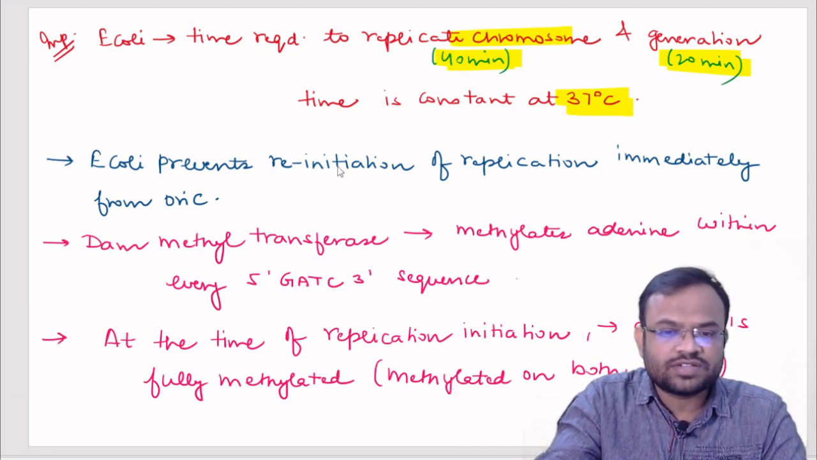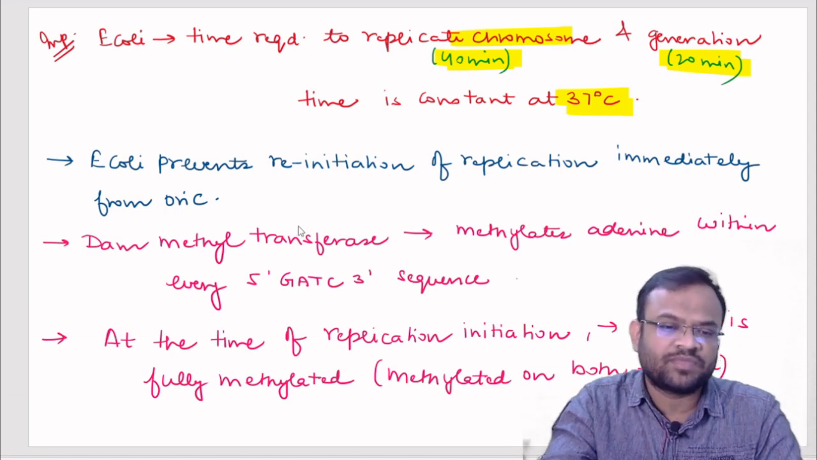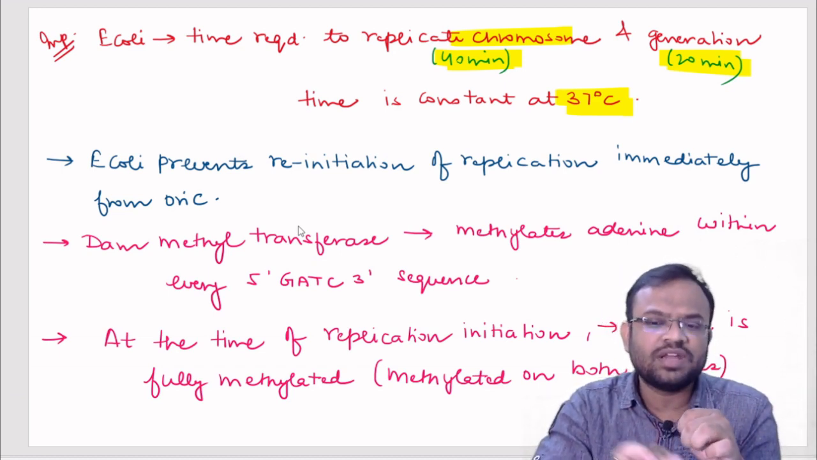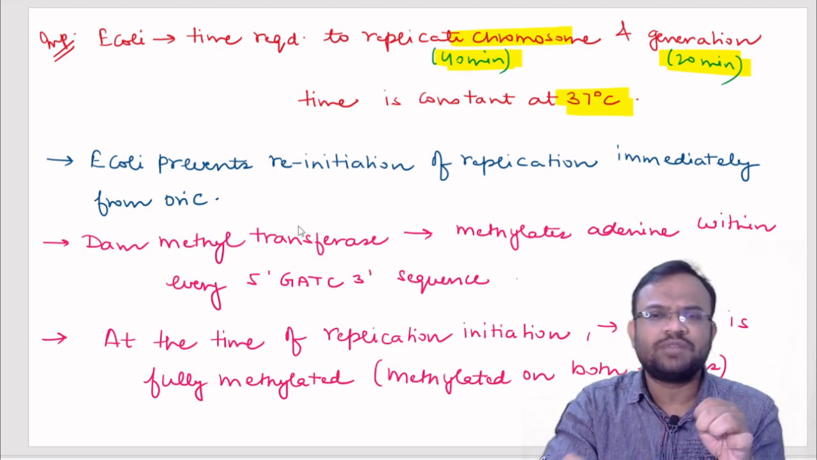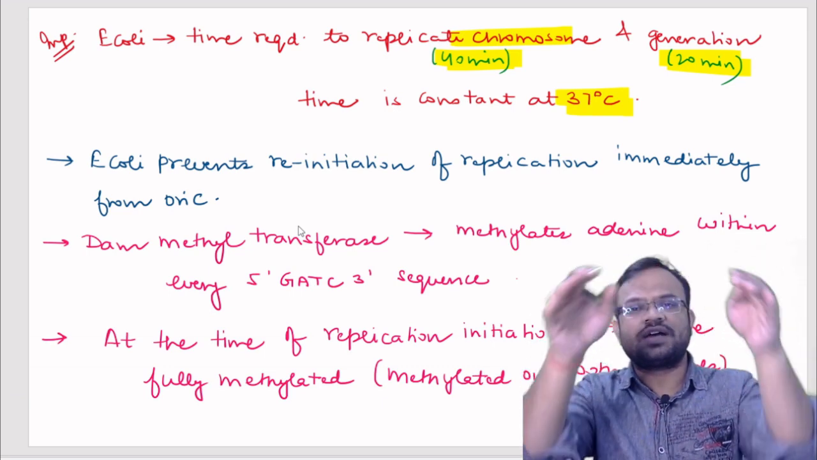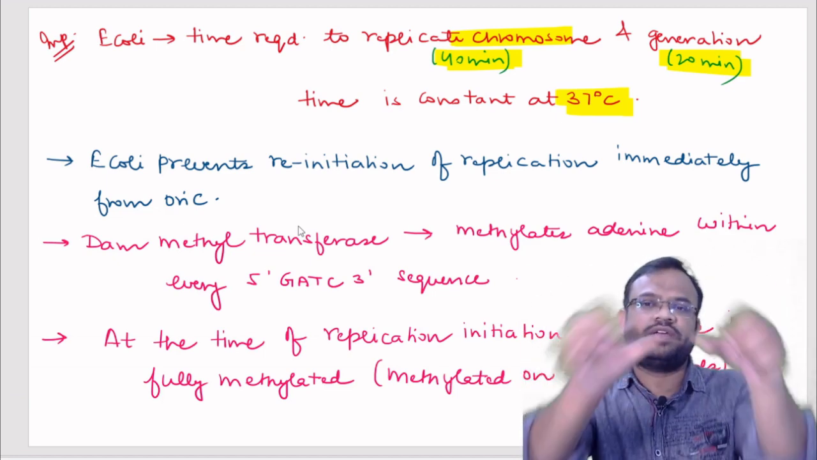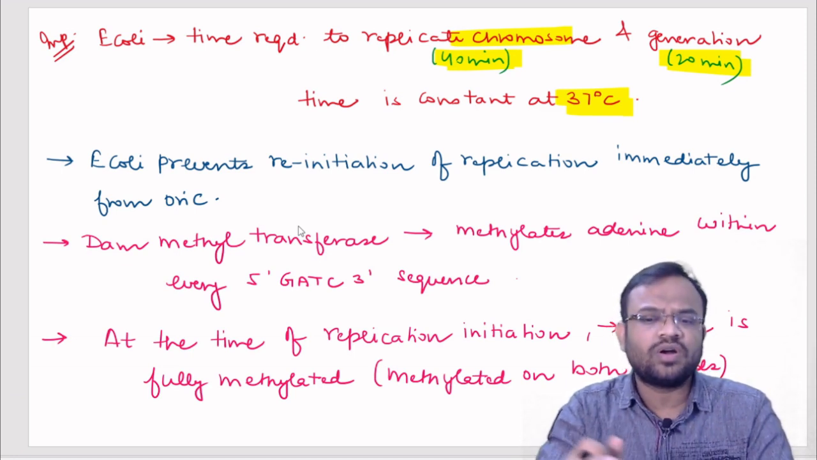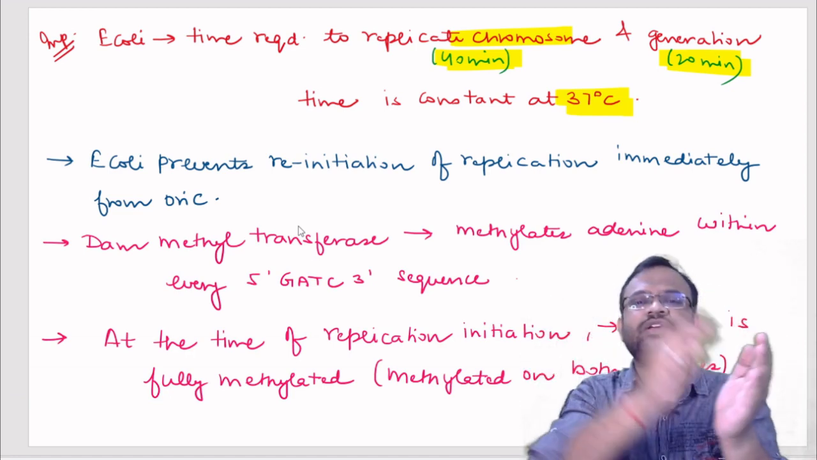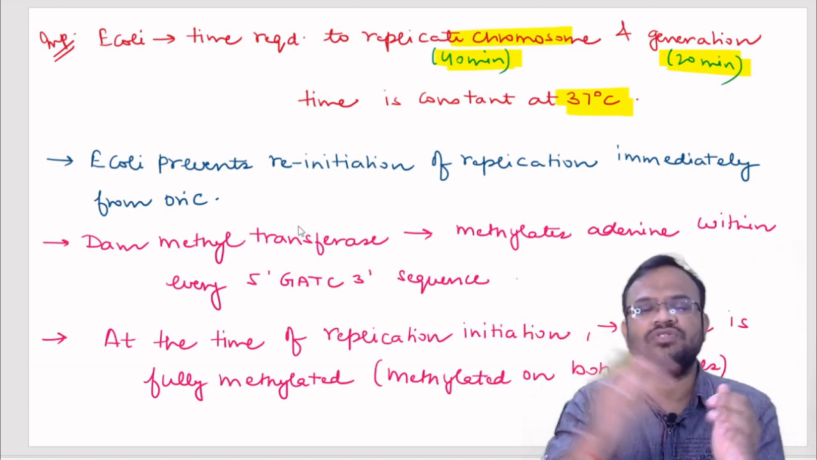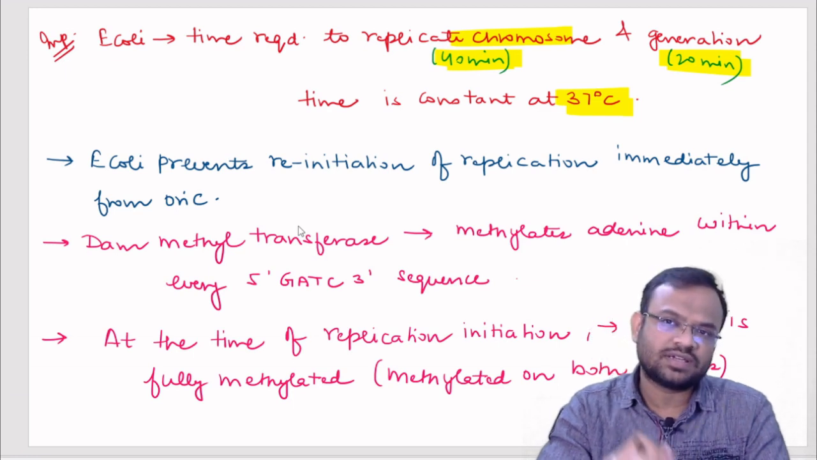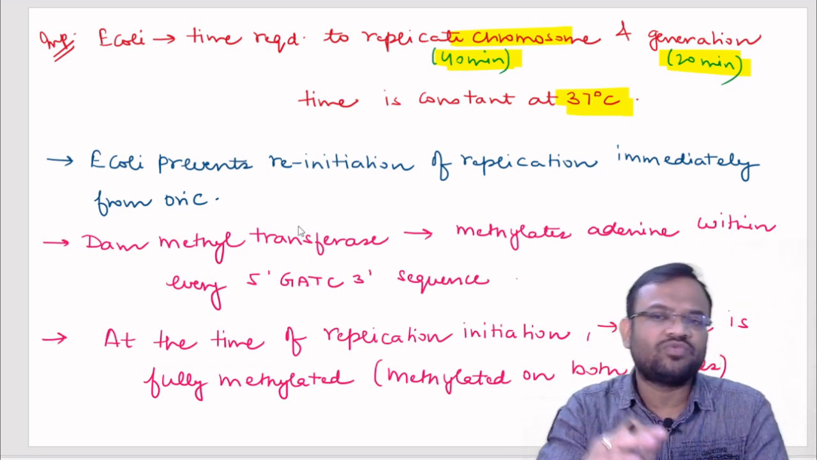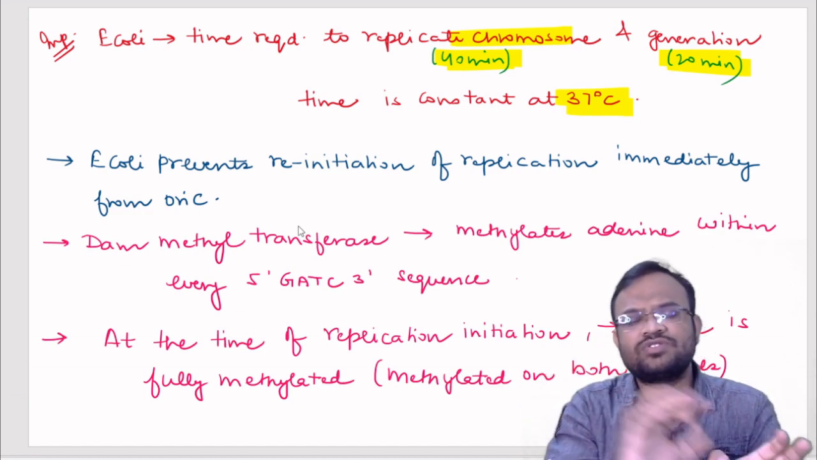So E. coli prevents reinitiation of replication immediately from oriC. This is an important point. What I am trying to say is that E. coli prevents reinitiation of replication immediately from the origin of replication. That means suppose one replication has completed from one DNA. E. coli would not want the next replication to start straight away from the origin of replication. Why? Because there are chances that in the new strand that has been formed, there might be certain mutations that might have occurred. So we would want those mutations to be taken care of first.